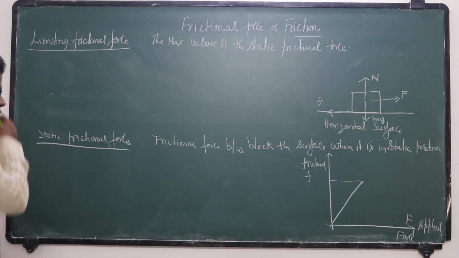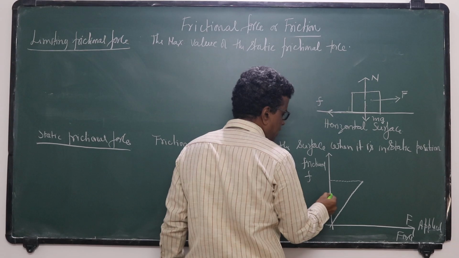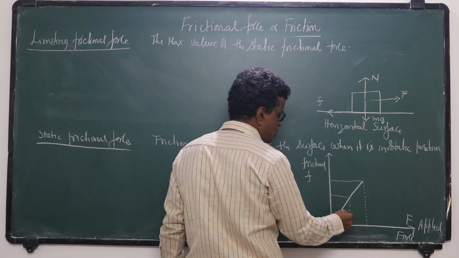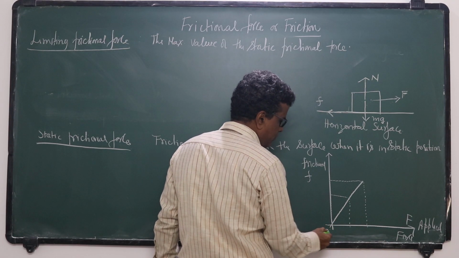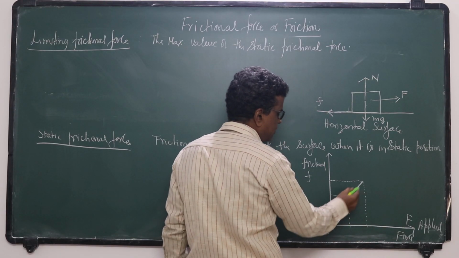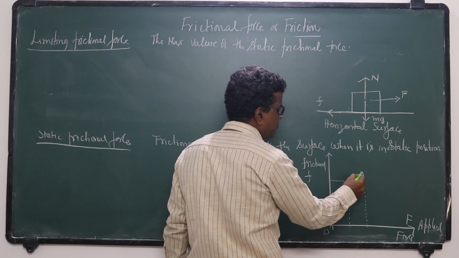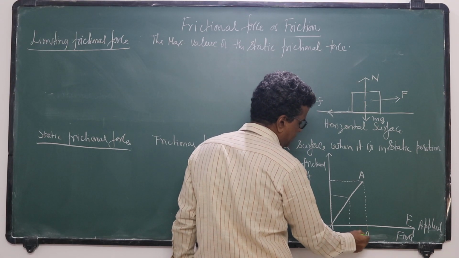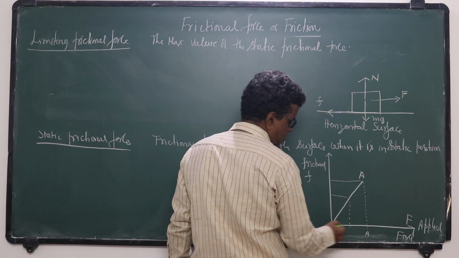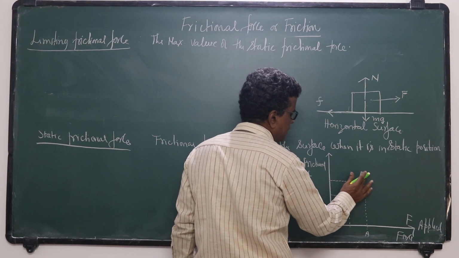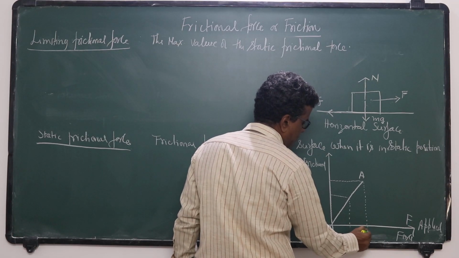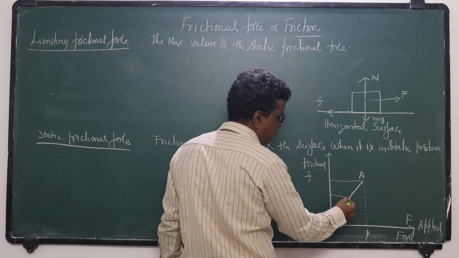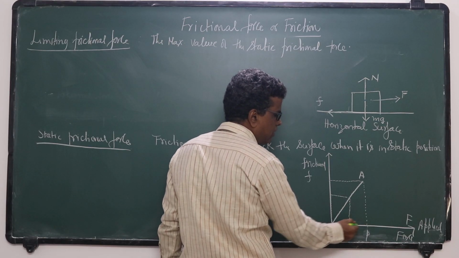Okay, so meanwhile, suppose at a particular instant of time, the applied force, let it be capital F. If it is less than that, suppose between this value and this, let it be represented from 0 to A. This limiting frictional force, I take it as the point A. I draw a perpendicular on this line, and this point I take as P. So if the applied force is less than this, between these values, then the static frictional force is equal to the applied force.